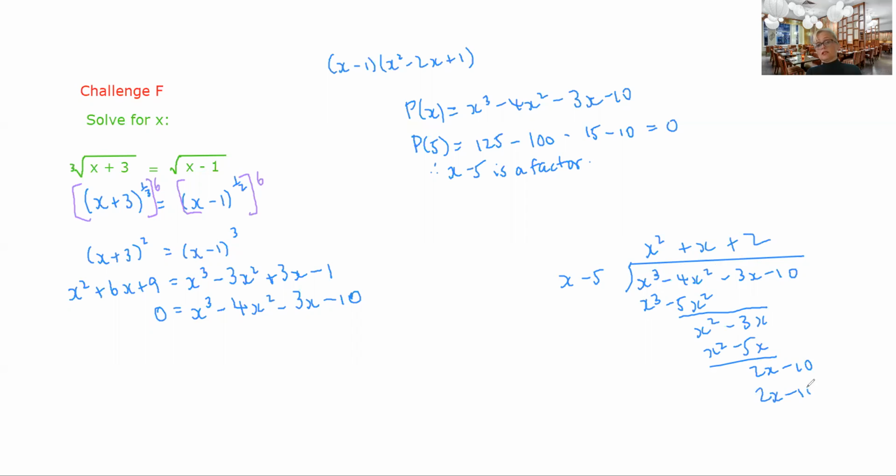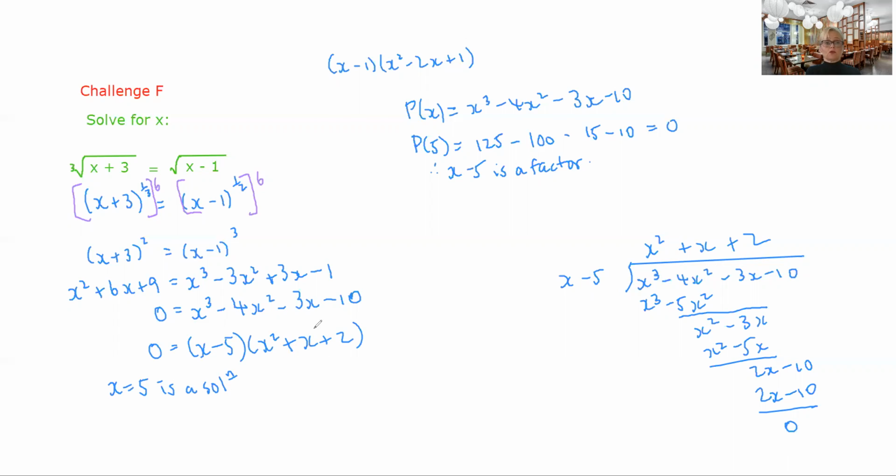Of course, if you didn't get a 0 remainder here, you'd know something had gone wrong along the way, because we just found that x minus 5 should be a factor, so we should have 0 remainder. So what we're actually getting here is that 0 equals our x minus 5 times x squared plus x plus 2. So obviously x equals 5 is a solution, which we will just double check in a minute that it's valid and that it works in both sides.